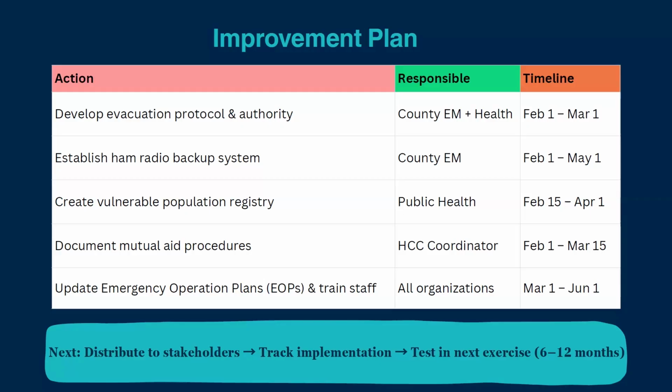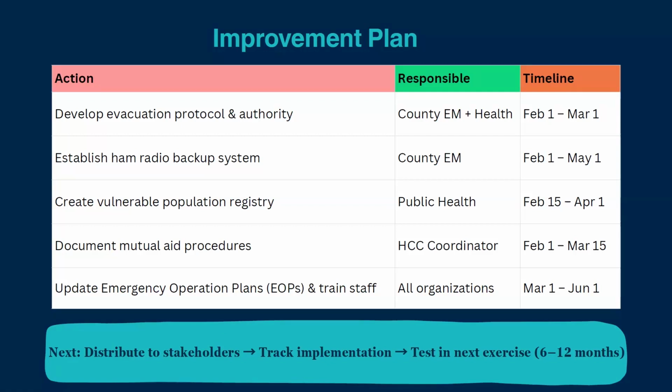In parallel, County Emergency Management will establish a ham radio backup system to ensure communication continuity if primary system fails. Public Health will lead the creation of vulnerable population registry so at-risk individuals can be identified and supported during emergencies.